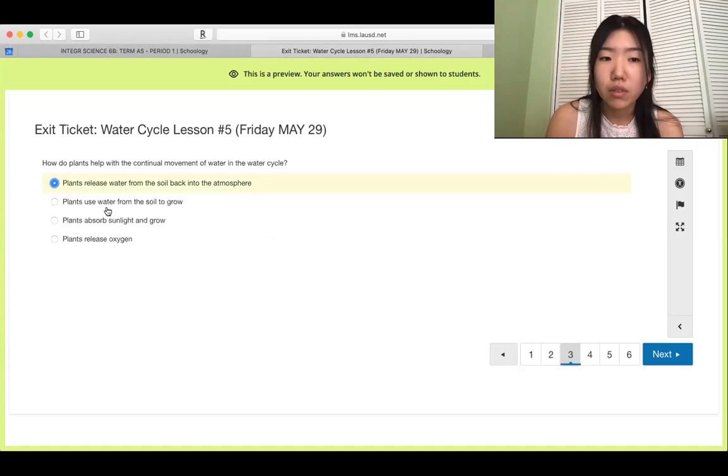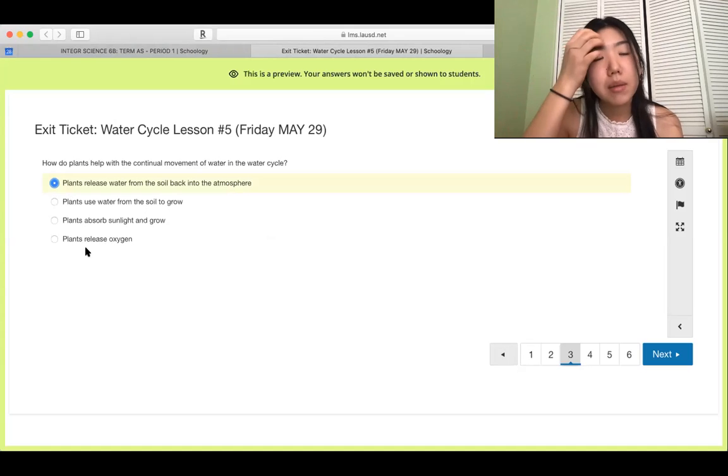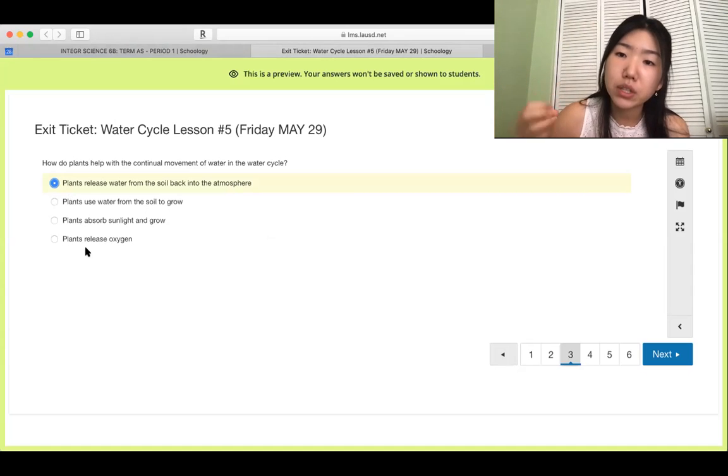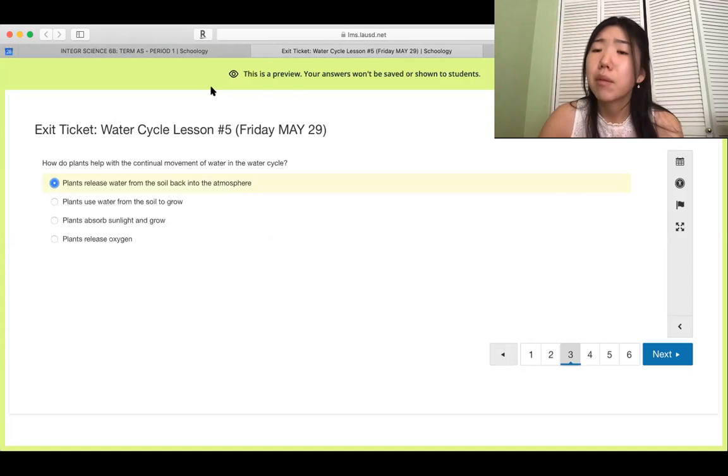Yes, plants use water from the soil to grow. Yes, plants absorb sunlight to grow. And yes, plants release oxygen. But the question asks you, how do plants help with the movement of water in the water cycle? So they help by releasing water from the soil back into the atmosphere. But everything else, most of you seem to do really well on.